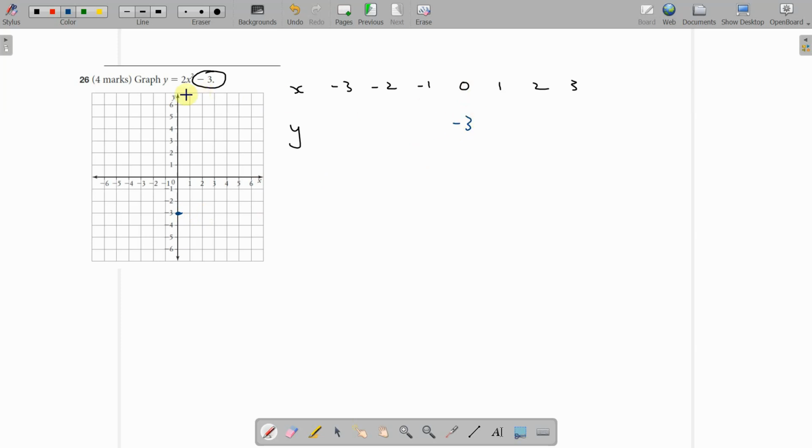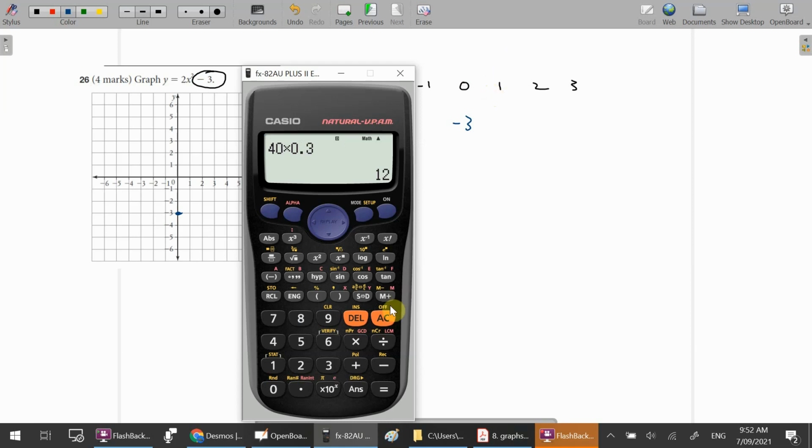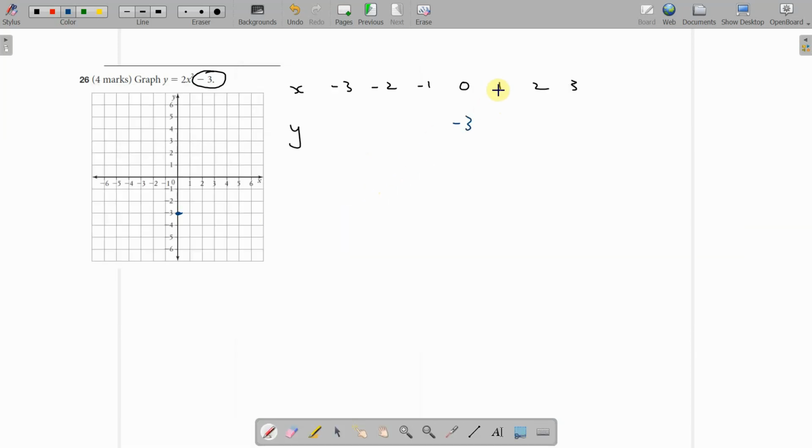Okay, now 2x squared minus 3. So I'm going to go 1. Again, I'm going to go sort of slow. So 2 times x squared minus 3, minus 1. That was x is 1, minus 1.